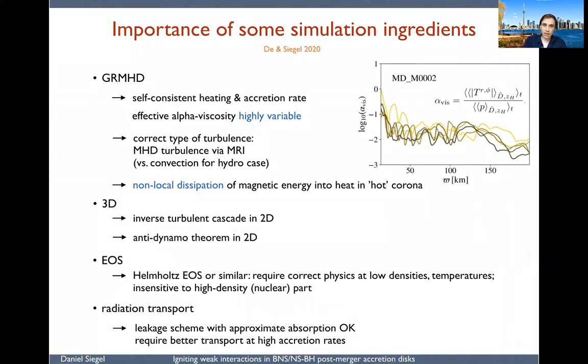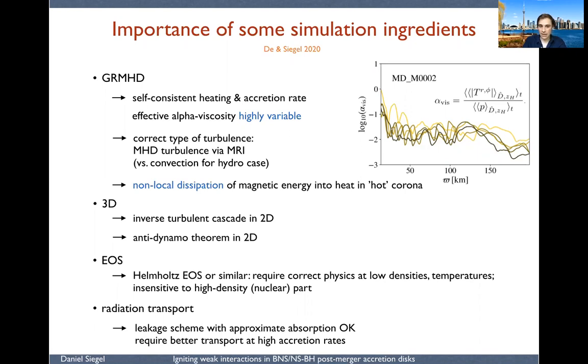3D is also crucial because you have an inverse turbulent cascade in 2D. There's an anti-dynamo theorem in 2D that prevents any stationary turbulent state, which is an important fact because for the timescales that we consider for these post-merger accretion disks, you need to make sure that steady turbulence is maintained. These systems are fairly insensitive to the high density nuclear part, but it's important to cover the important physics at low densities and temperatures, and that has been already discussed here at the workshop as well.